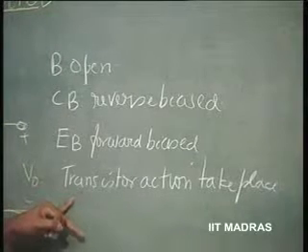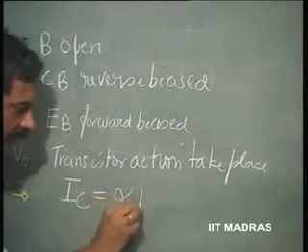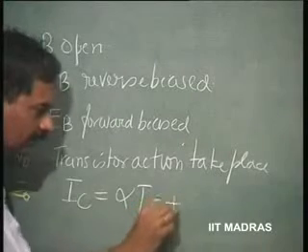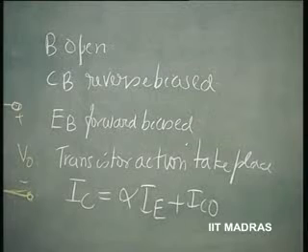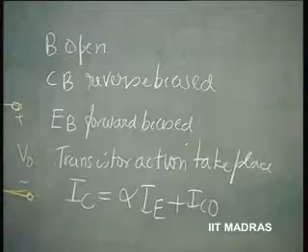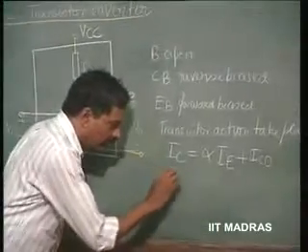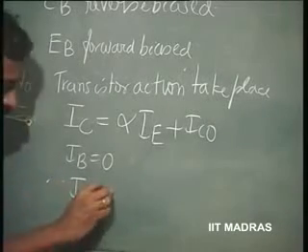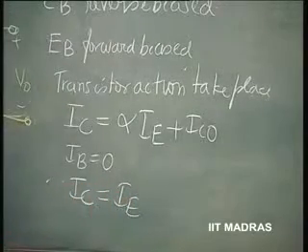What is transistor action? Transistor action is IC equals alpha times IE plus IC naught. This is valid. And one thing else also is valid. Base is open, so base current is 0. So, according to Kirchhoff's law, IB is 0, therefore, IC has to be equal to what? IE, because this current has to be equal to this current.